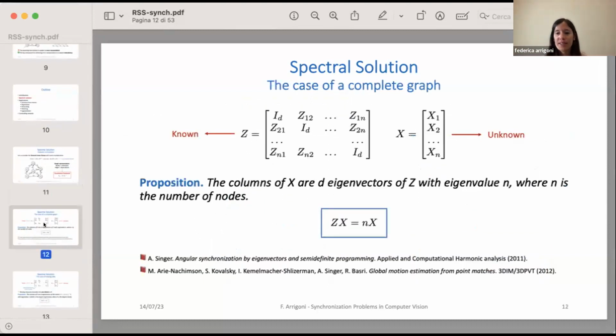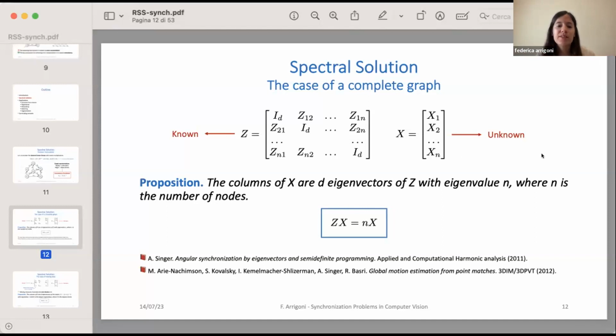The key idea for solving this problem with the spectral solution is to conveniently group all the variables and all the measures in some block matrices. In particular, we can collect all the measures in a block matrix Z, where each measure is placed in the right block depending on our graph. In a similar way, we can collect all our unknowns in this block matrix X, where we put the values on the nodes one under the other.